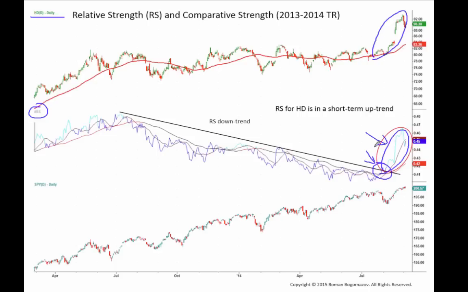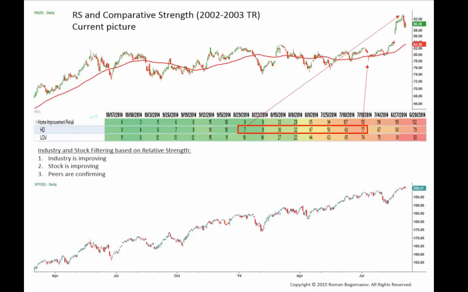So Home Depot definitely presented us here with a great selection based on the relative strength and on the comparative strength. Now, when you do this type of analysis, and when I do this type of analysis, I always look at the improvement in the ranking of the relative strength for not just the stock, but also for the industry group and for the peers in that industry group. And I could see here from the heat map that our ranking is improving. From this point to this high, we went from the ranking of 77 to 7. So that's a great improvement.